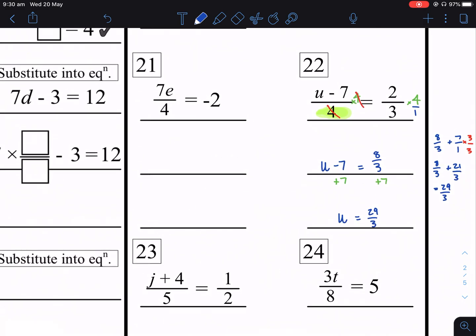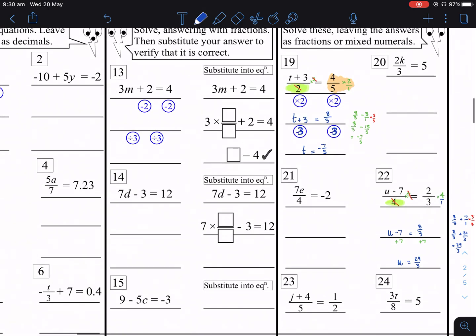So both of these weren't very nice, but we ended up having to multiply by what was on the bottom. Yes, that left us with a fraction, then we had to add something or subtract something. They weren't too difficult. I hope this answered your question.